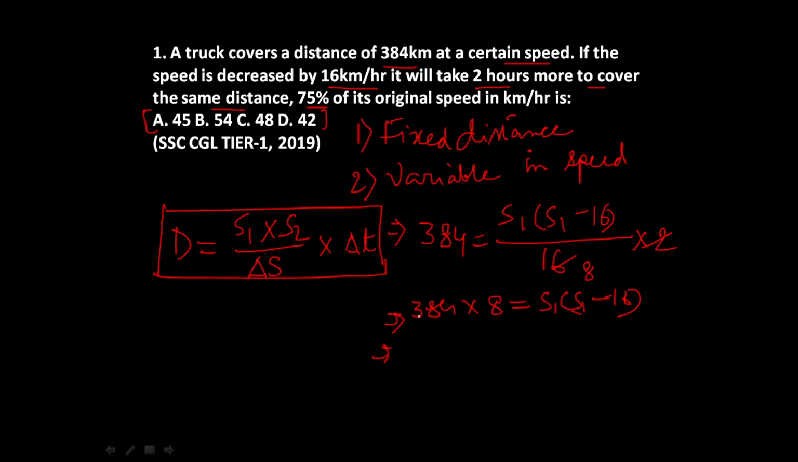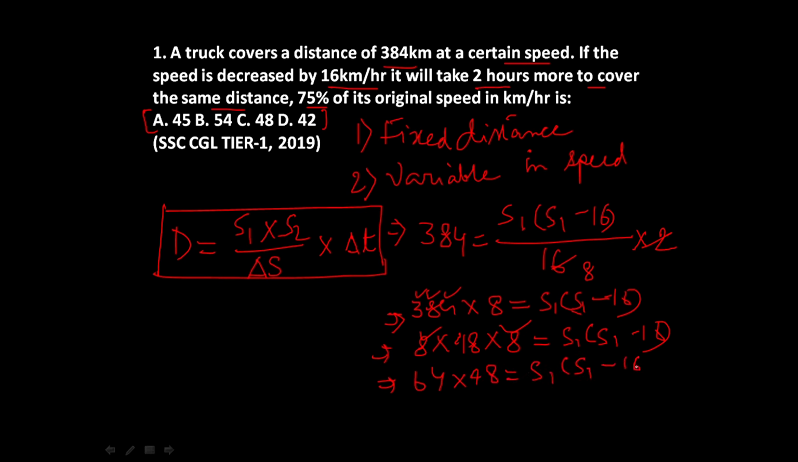We have to factorize, we have to get the factors of 384, right? 384 means 8 into 48, and 8 into 8 is 64, right? So 64 into 48 is equal to s1 into s1 minus 16. Clear? So s1 is equal to 64 and s1 minus 16 is equal to 48. Clear? Because it's 64 minus 16. So the value of s1 is now 64.